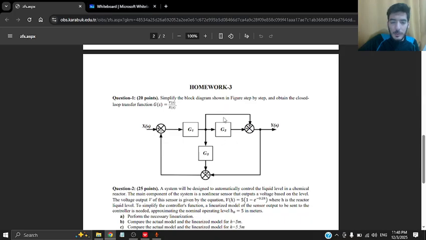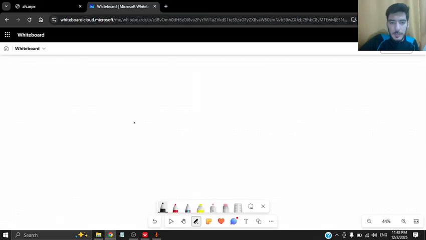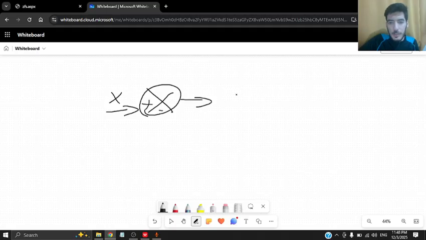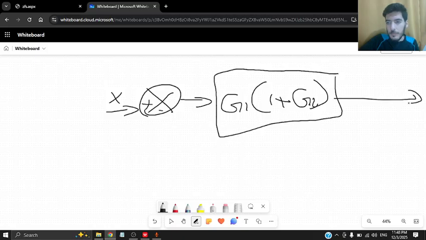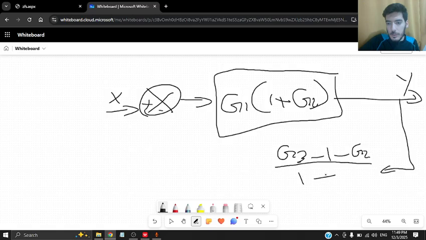Here for this section, I can add these two together, so it will be 1 plus G2, and I will move this to the right, so it will be G3 divided by 1 plus G2. So it will be like this. Here I have the input, and here I have G1 multiplied by 1 plus G2. And for the feedback, it will be G3 minus 1 minus G2 divided by 1 plus G2.